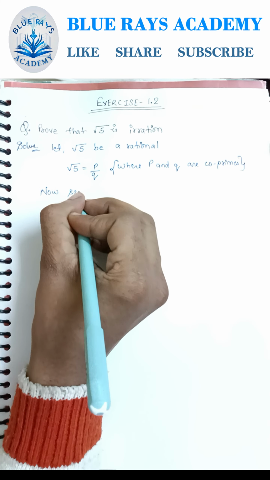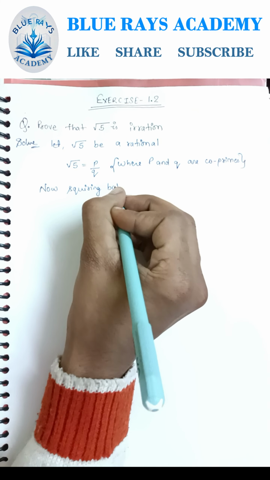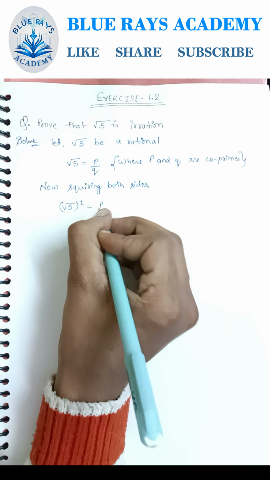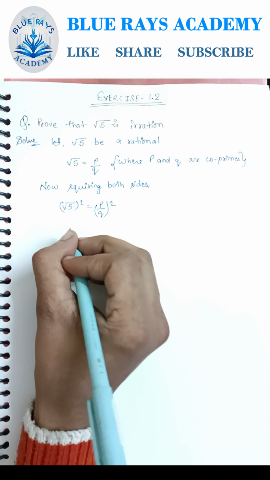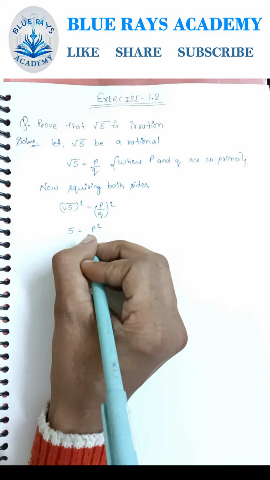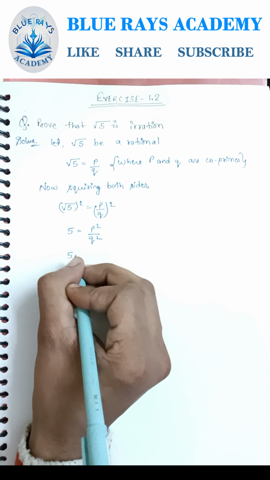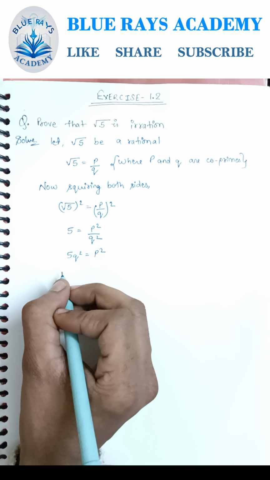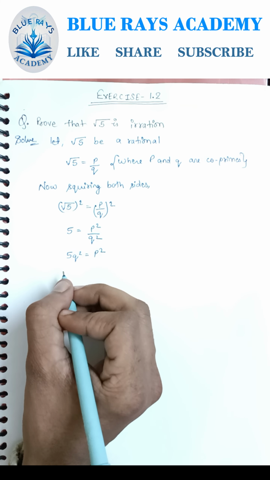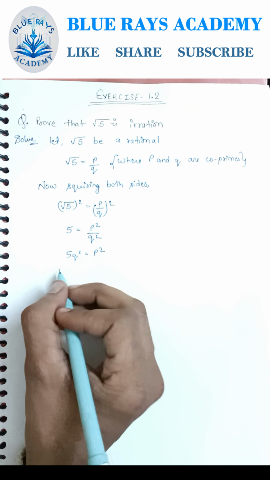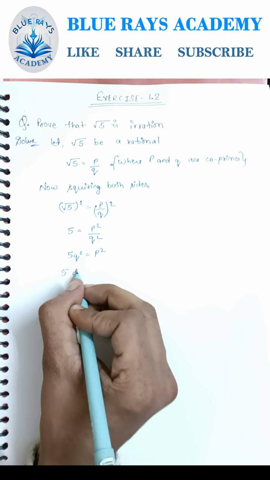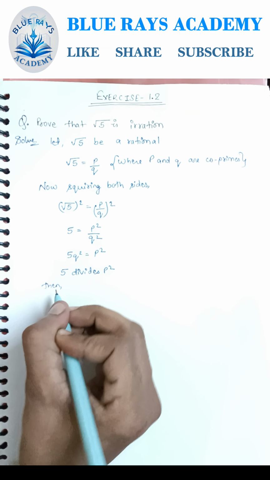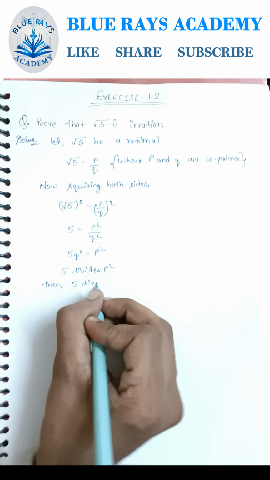Now squaring both sides, root 5 square is equal to (p by q) square. We will get 5 equals p square upon q square, so 5q square is equal to p square. Now we have learned a theorem that if p divides a square, then p divides a also. So 5 here divides p square, then 5 divides p also.